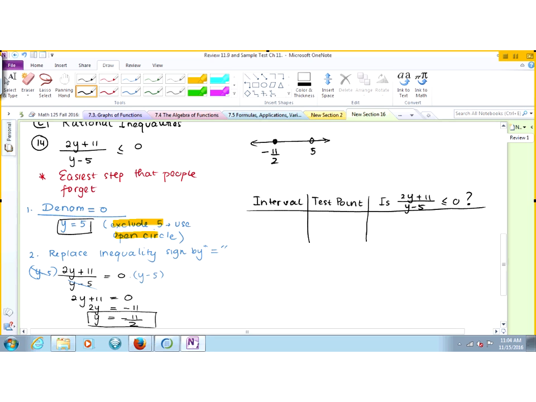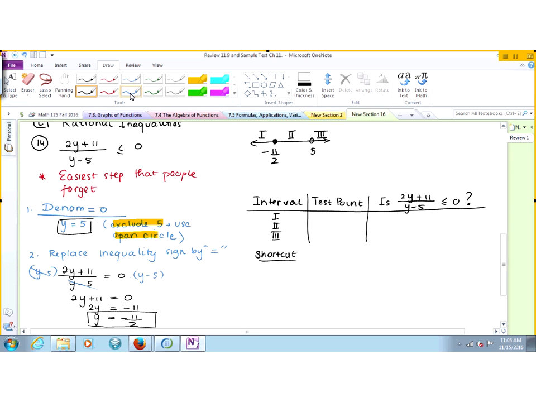Now, how many intervals do we have? 3. So let's label the intervals: 1, 2, 3. All right. So I have 3 intervals. Now, the next thing is, do you think I could use my shortcut or not? Can I use shortcut? Yes. How do you know that I could use my shortcut? Nothing raised to an even power. None of the expressions are raised to even power. So I'm going to use my shortcut.